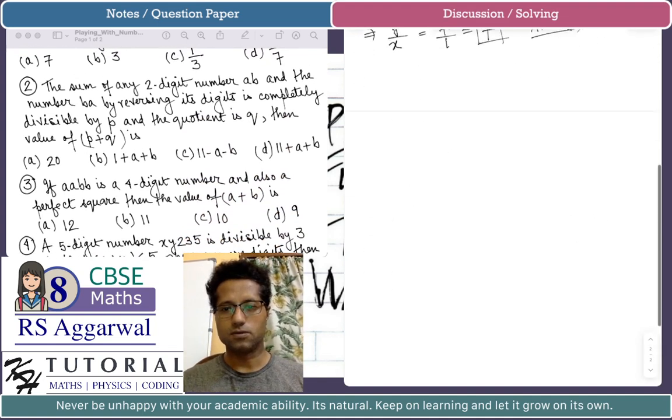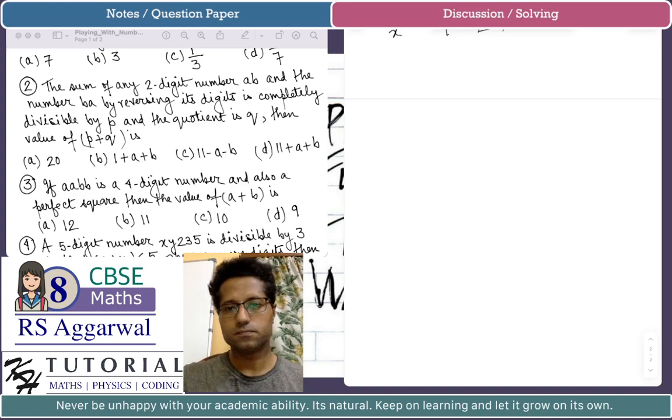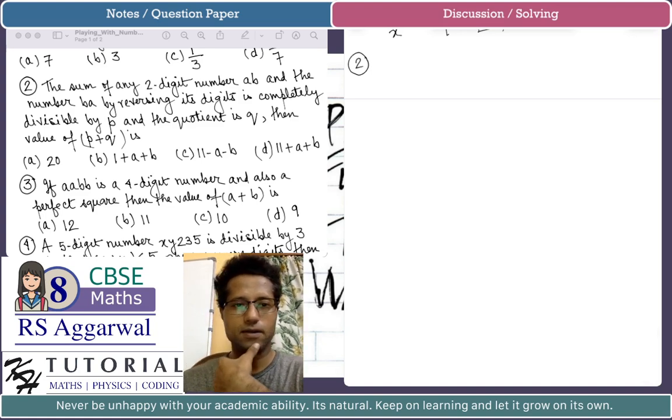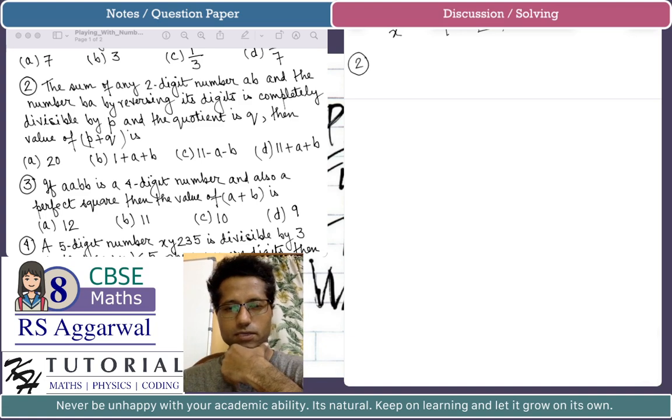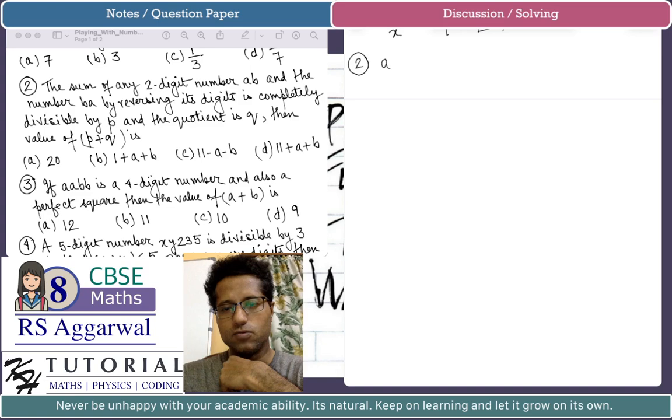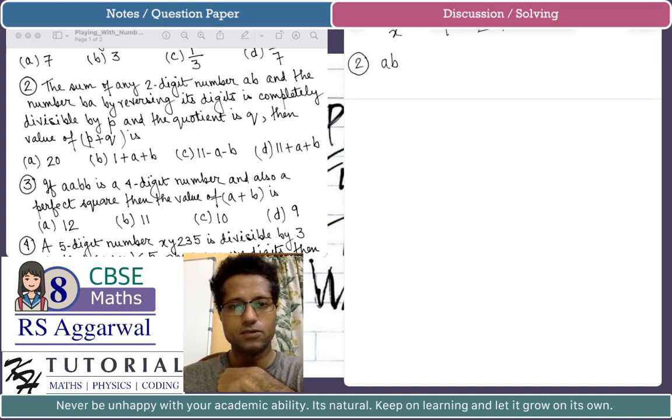Okay, let's solve question number 2. Question number 2 says the sum of any two-digit number AB and the number BA, obtained by reversing its digits, is completely divisible by P and the quotient is Q. Then the value of P plus Q is. So there is a two-digit number AB, and the number BA by reversing its digits.